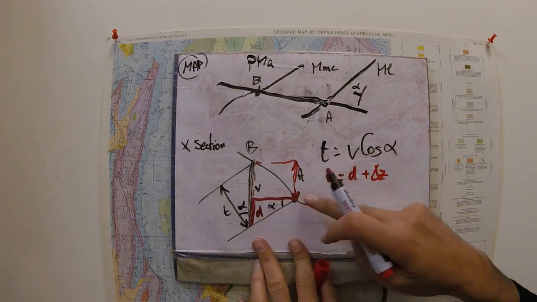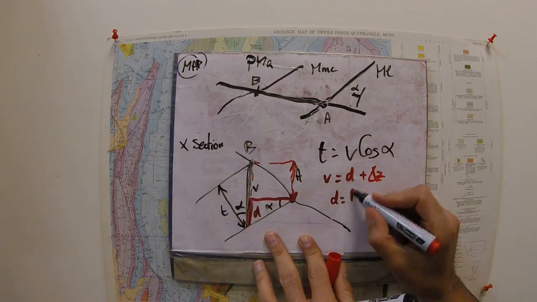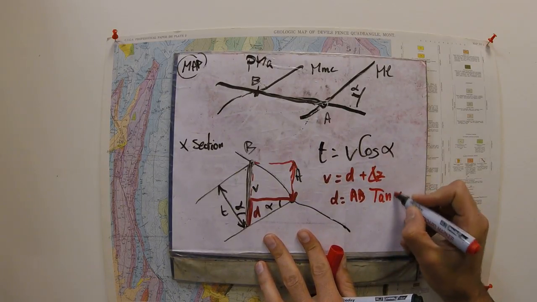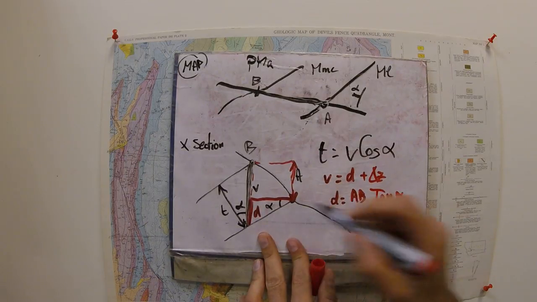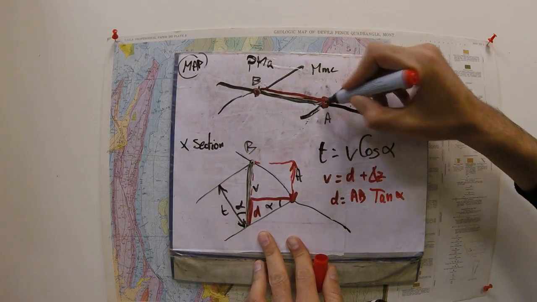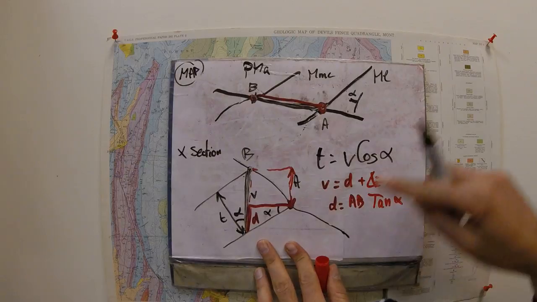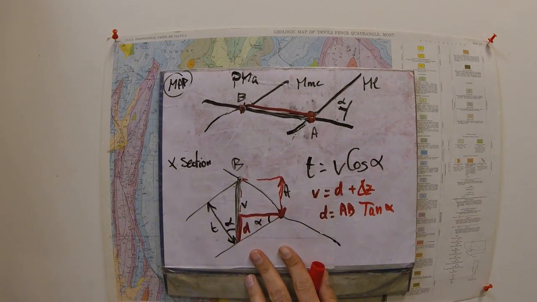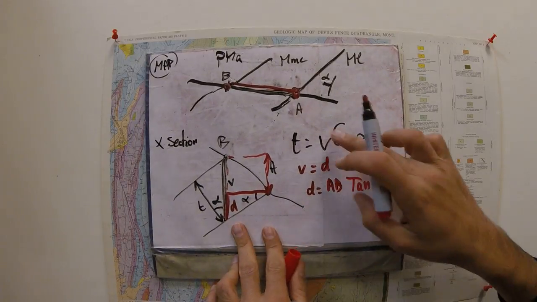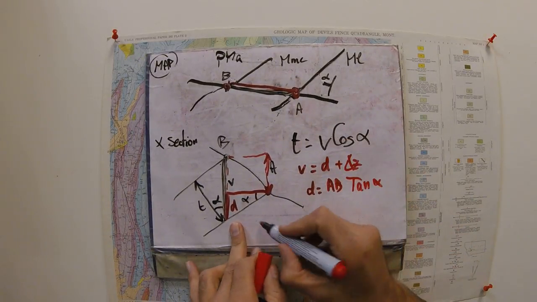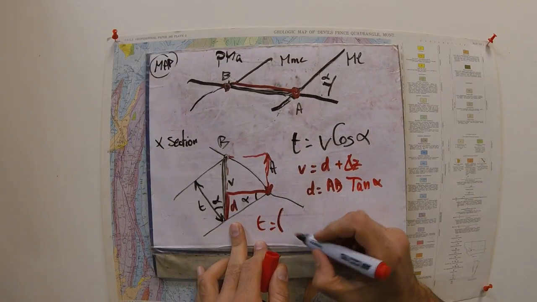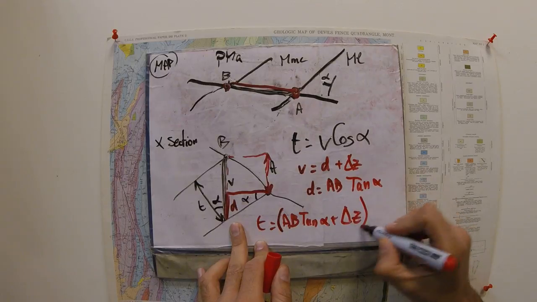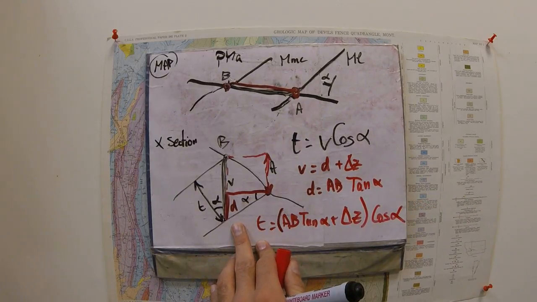And D here, in that triangle, D is AB, so that horizontal distance AB, tangent alpha. Okay, so AB again is the horizontal distance between these 2 points on the map. You will get that in millimeter, convert that into meters. Delta Z is the difference in elevation that you will get from the topography. Make sure it's in meters as well. And here we've got all the elements to make our calculation, because if we replace V by D plus delta Z and D by that, we end up with the thickness equals AB tangent alpha plus delta Z, multiplied by cosine alpha. Okay, so you should be able to do that.